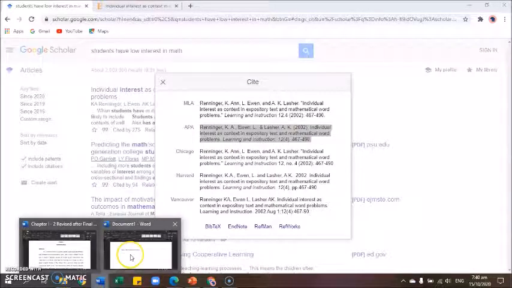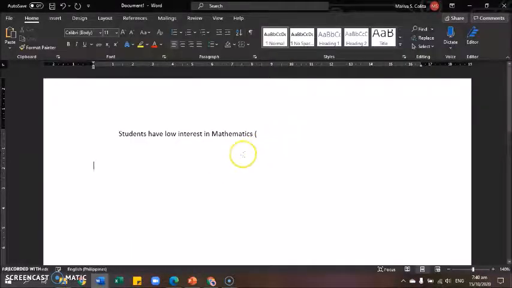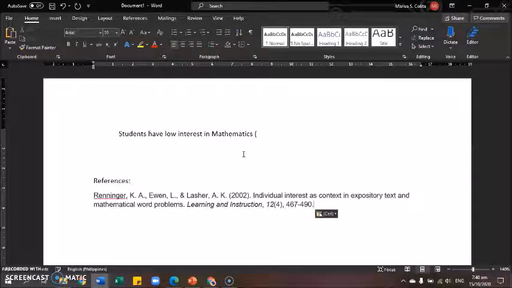And then, balik tayo dun sa word na in-open natin. You really have to save your references, ha? Kasi ang last part ng research paper ay yung mga references. Pinaka-importante yan to avoid plagiarism. Okay? And i-paste mo dyan.